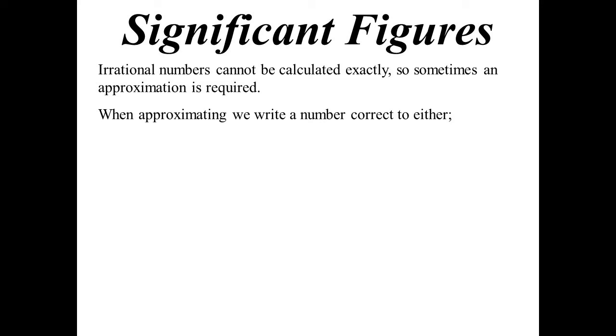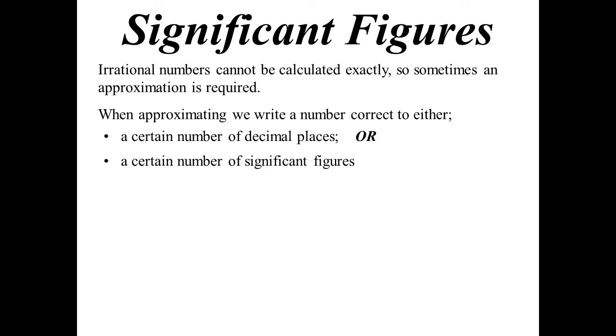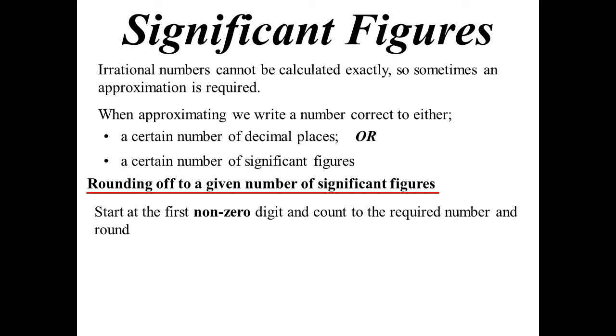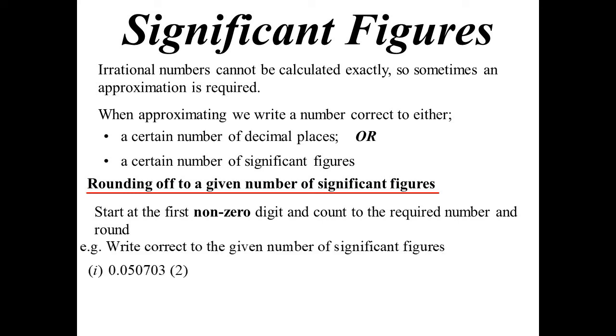So when we approximate, we usually write it to a certain number of decimal places, which is often useful. Mind you, in science, they tend to go for significant figures rather than decimal places. So how do we round off? Whenever you're rounding for significant figures, instead of starting at the decimal point, you start at the first non-zero digit, and then you just count the required numbers and round as normal. So all right, we're going to write these to the given number of significant figures.